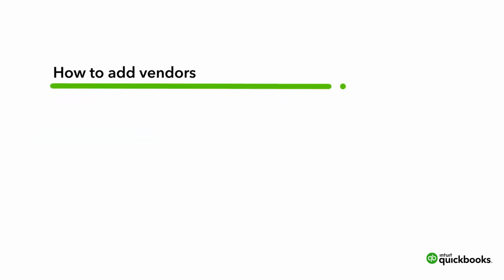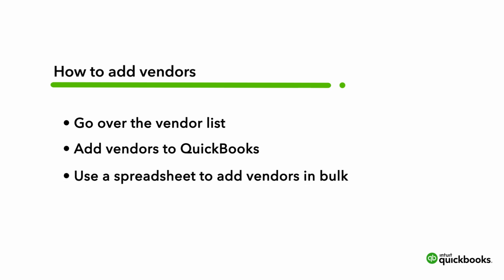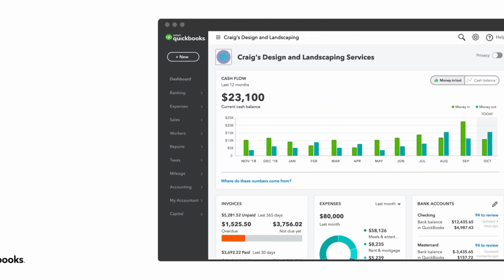You can easily keep track of who your business owes money to by adding your vendors to QuickBooks Online. Let's go over the vendors list and how to add vendors to QuickBooks. You can add them one at a time or in bulk from a spreadsheet.